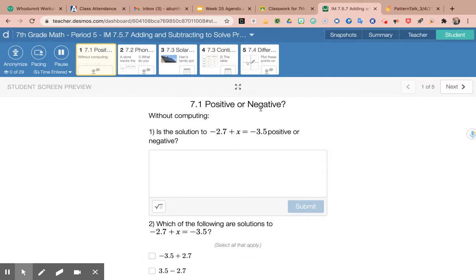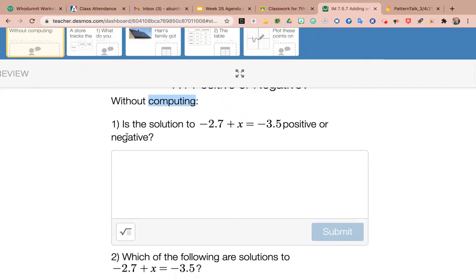It says positive or negative without computing, which means don't solve it: is the solution to negative 2.7 plus x equals negative 3.5 positive or negative? So solution means the missing number. You'll notice we have an equation and a number is missing. So it wants to know, is that number that's missing positive or negative? So really take a look at it.